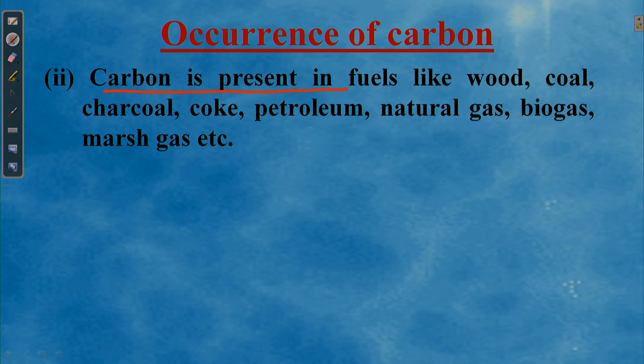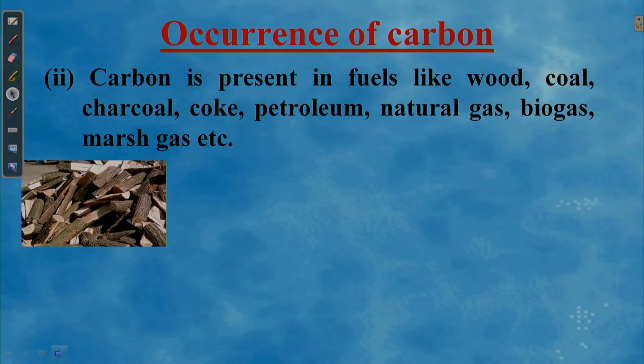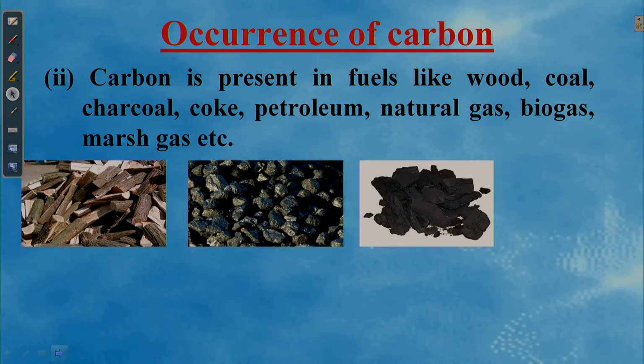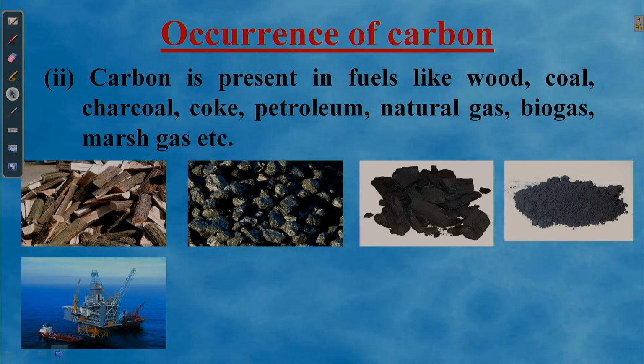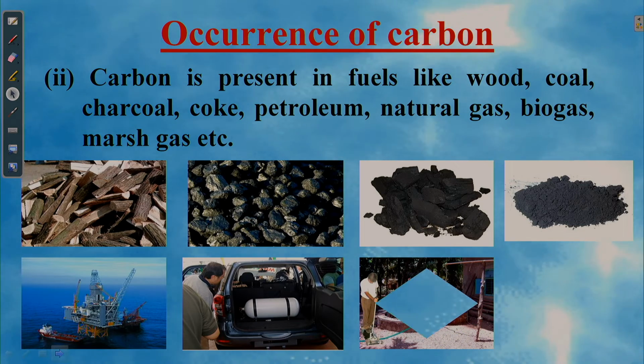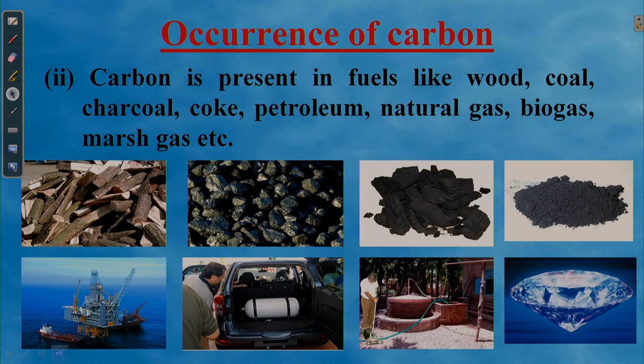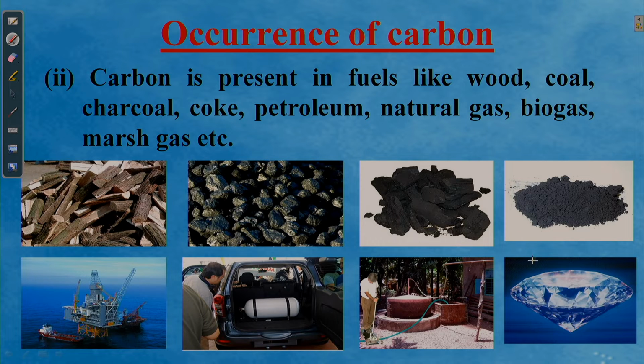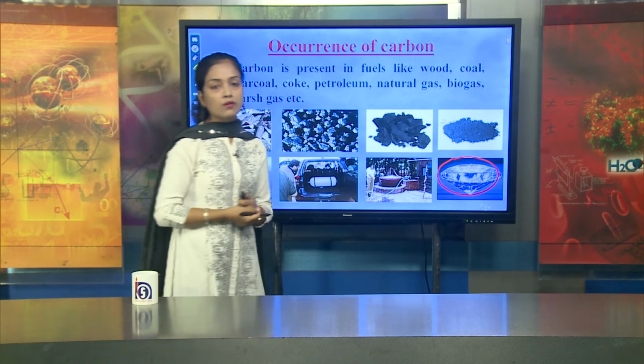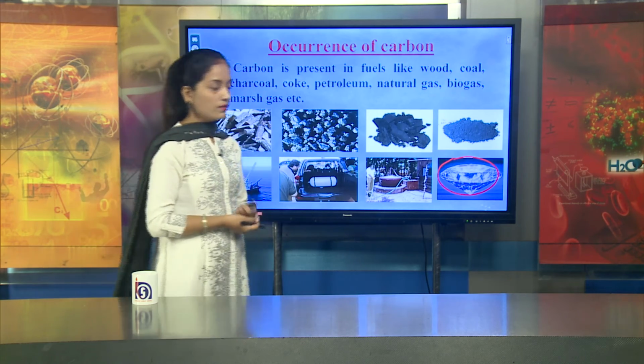Carbon is present in fuels like wood, coal, charcoal, coke, petroleum, natural gas, biogas, marsh gas, etc. Here are some pictures. This is wood, coal, coke, charcoal, petroleum, natural gases and biogas, marsh gas, and the last one is the picture of diamond. So these are some sources from where carbon occurs.